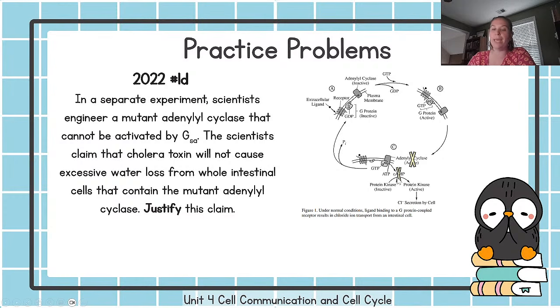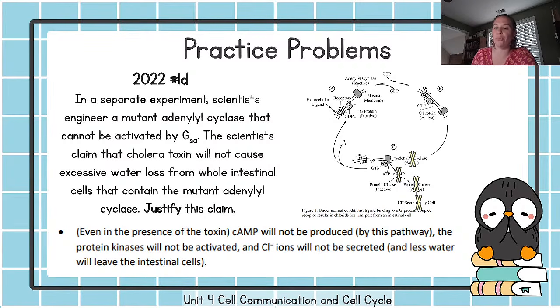So cyclic AMP also doesn't exist, okay? If you have no cyclic AMP, then you're not going to activate protein kinase. If you don't activate protein kinase, you don't release chloride. And if you don't release chloride ions, you don't lose water. That is what you had to walk through, the entire pathway. Cyclic AMP will not be produced, the protein kinase will not be activated, and the chloride ions will not be secreted. So less water will then leave the intestinal cells.